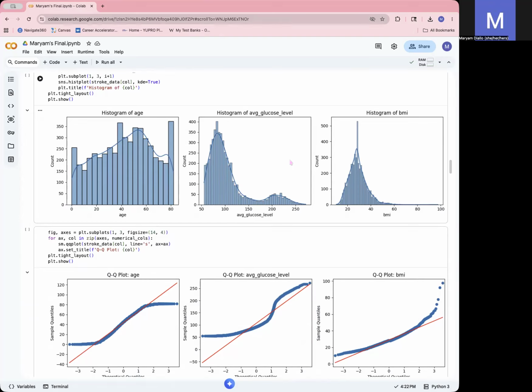None of them follow a normal distribution well enough, so later on, when I'm doing my probability questions, I'll use a sample.